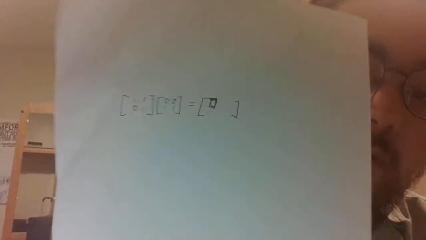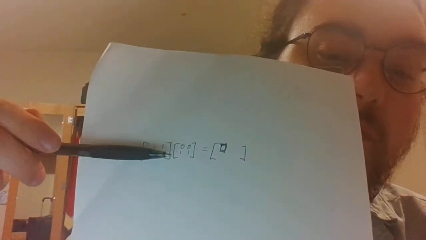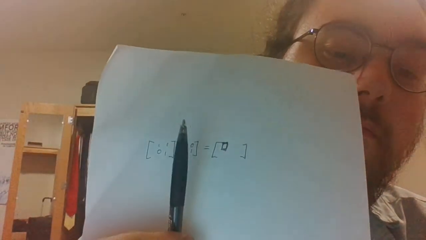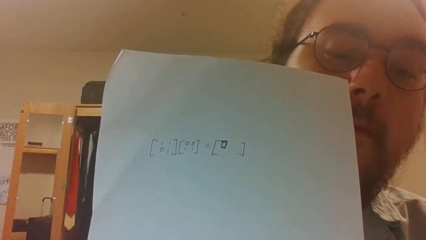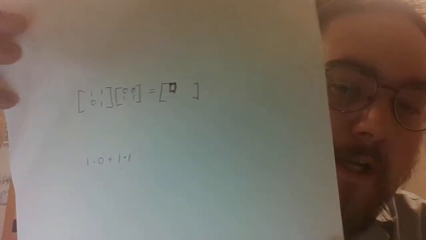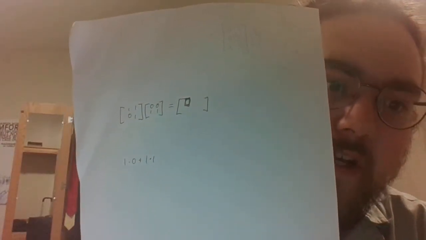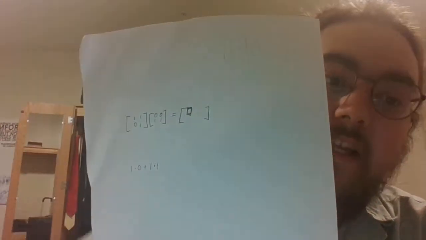So we are looking for the product. I drew a square around that entry, and we want to know what that is. Now, we take the appropriate row of the first one, which is that first row, and that column of the second one. What we get is 1 times 0 plus 1 times 1, because you multiply the first entry with the first entry, and then add to that the product of the second entry with the second entry.